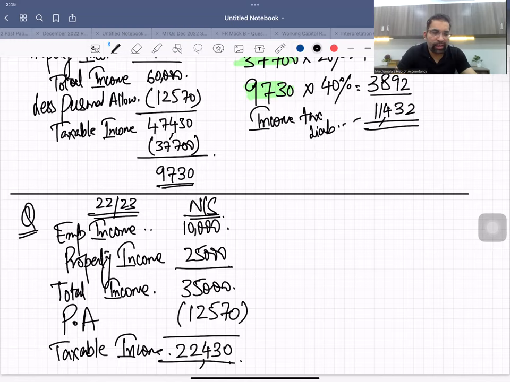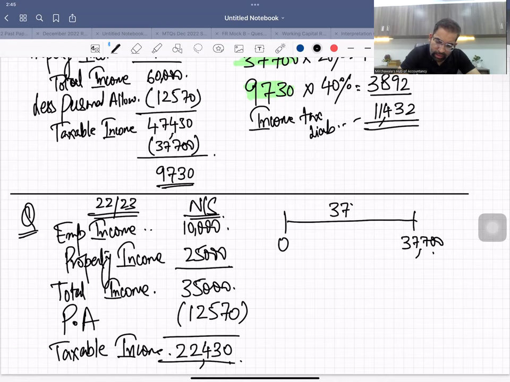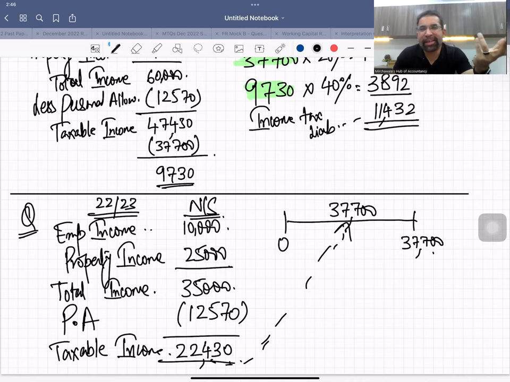Taxable income is the income on which we directly apply the tax rate. So you remember the first band. Your first band is 0 to 37,700. This is the capacity of your first band. Now what's your good luck? Just think. This time your income is only 22,430. So this complete income will easily come in the first band. You don't need to use the second band.